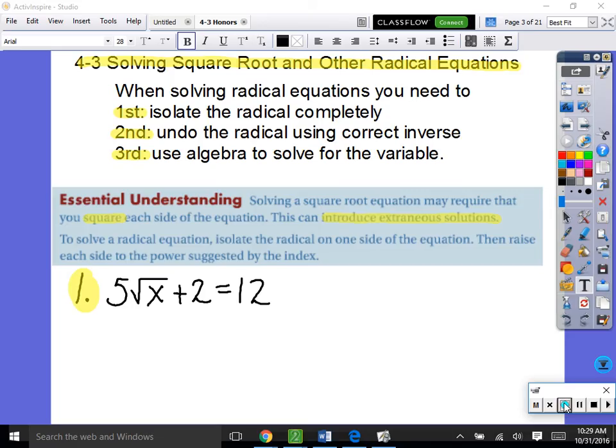And then third, once we've undone the radical, got rid of the radical, then we just use algebra to solve for the variable left over. So then it's just using algebra to get x alone once you undo the radical.